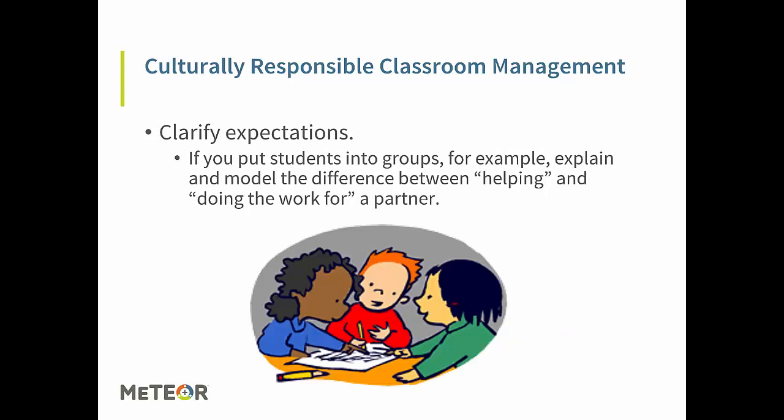Clarify expectations. If you put students into groups, for example, explain and model the difference between helping and doing the work for a partner. This is so important as students work in collaborative groups. One complaint I often hear from teachers about students working together is that one student does all of the work. Many students think of this as being helpful, so you will need to not only clarify, but also monitor to ensure that the expectation is met.